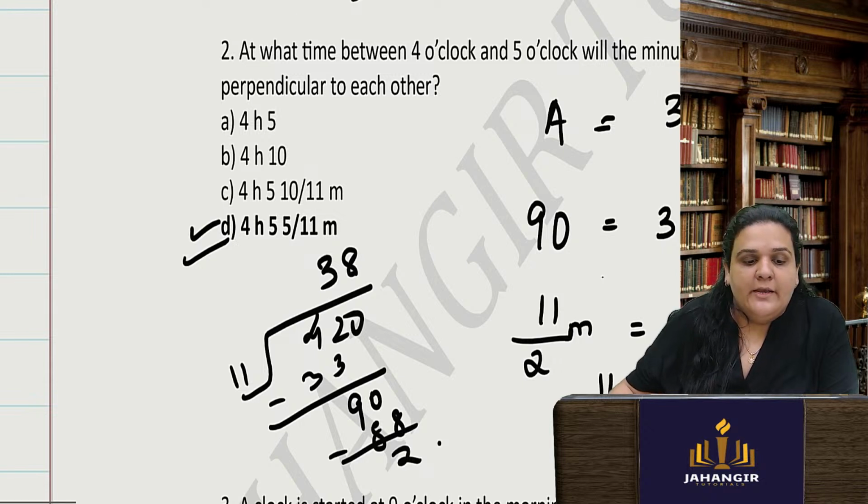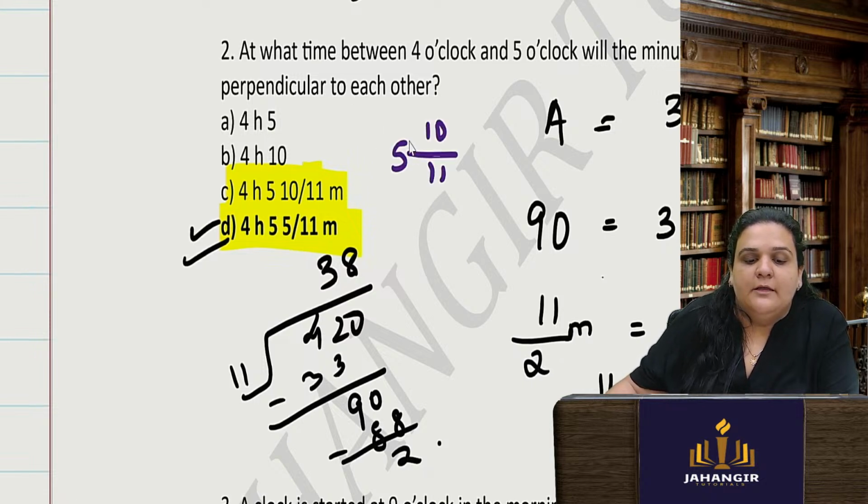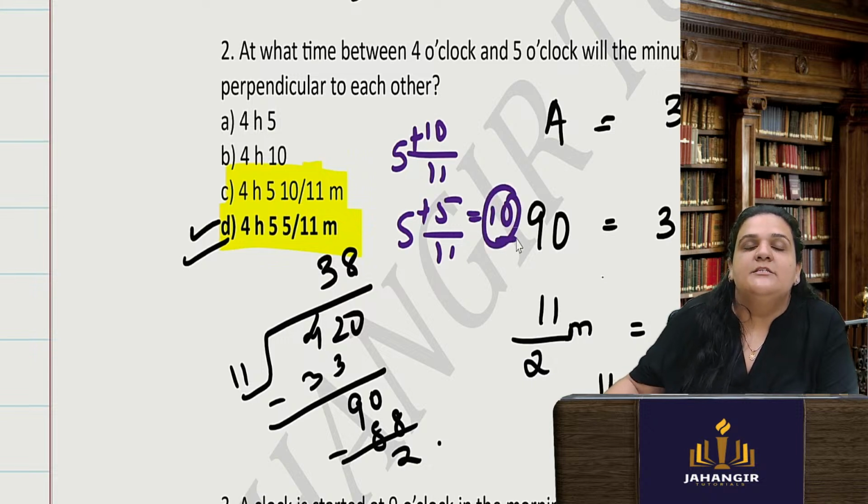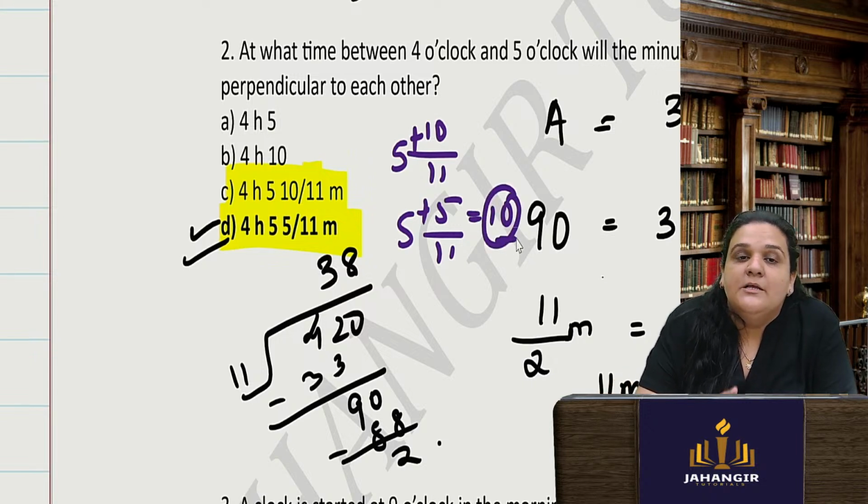Okay, now I told you whenever we are trying to find the minutes, 11 has to be in the denominator. It is there in these two MCQs. But over here when you will see 5, 10 by 11, 5 plus 10 will become 15. But here it is 5 by 11. 5 plus 5 is 10. In the units place there is a 0. So the appropriate correct answer is D.